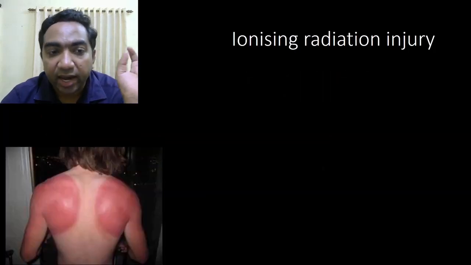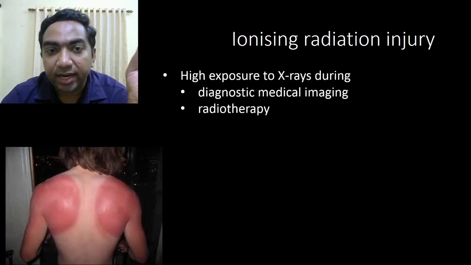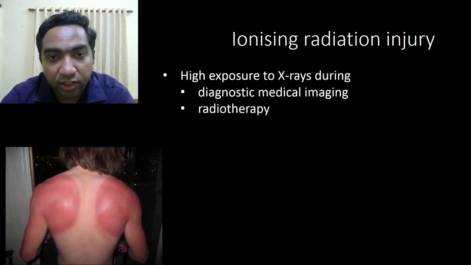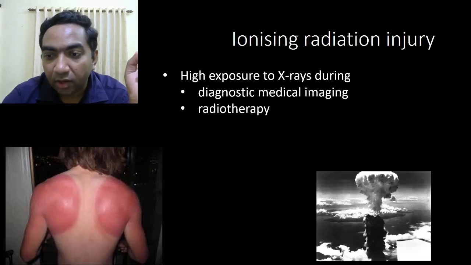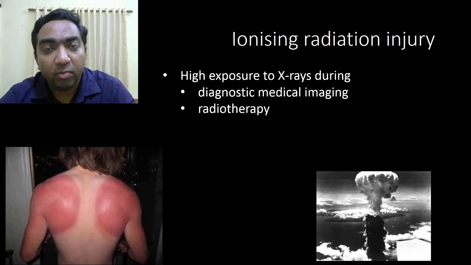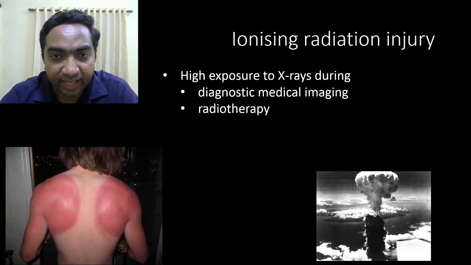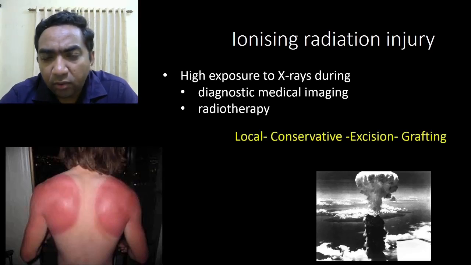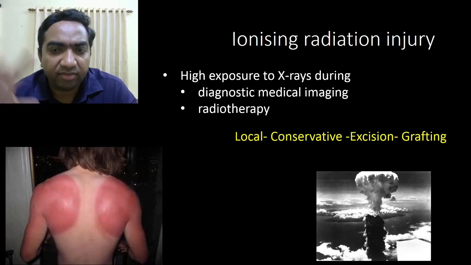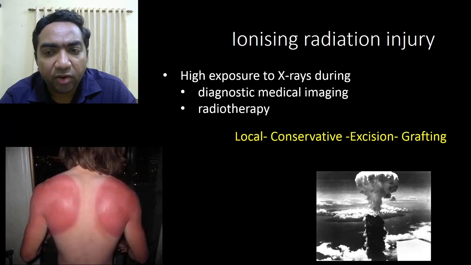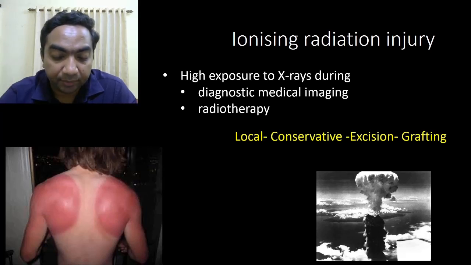Now coming to the ionizing radiation injury. Ionizing radiation injury can be due to high exposure to X-rays from diagnostic medical imaging or during radiotherapy for cancer treatment, or it can be due to an atomic bomb explosion or industrial accidents. If only a local area is affected by the ionizing radiation, generally conservative management is followed, and excision of that area and grafting can be done.